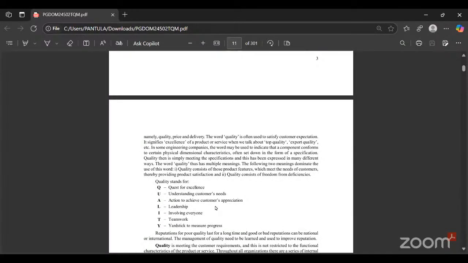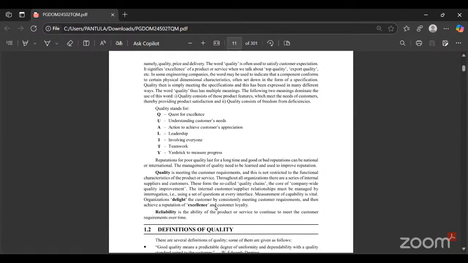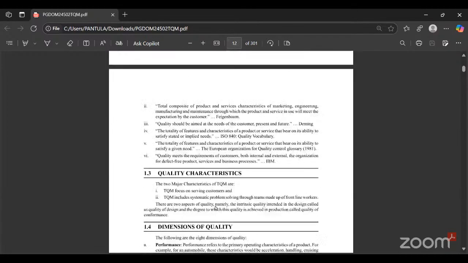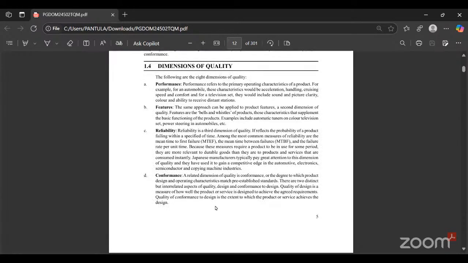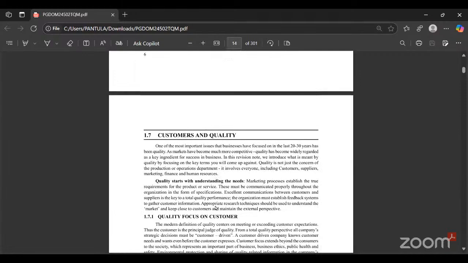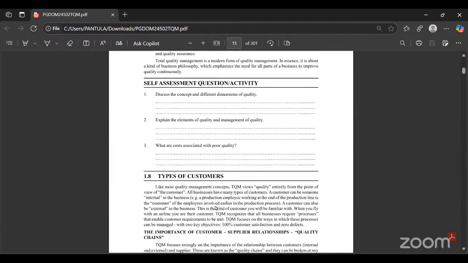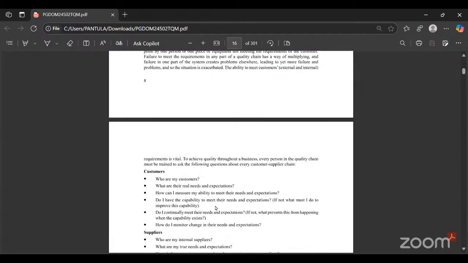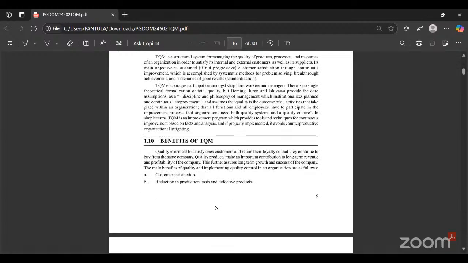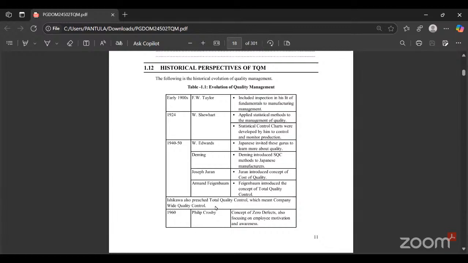Quest for excellence, understanding customer needs, action to achieve customer appreciation, leadership involving everyone, teamwork, and a yardstick to measure progress. And here, deficiencies of quality we have studied, dimensions of quality we have studied, elements of quality we have studied, consequences of poor quality we have discussed, and customer and quality concepts. Types of customers we have studied, and the concept of TQM, benefits, cost of TQM.